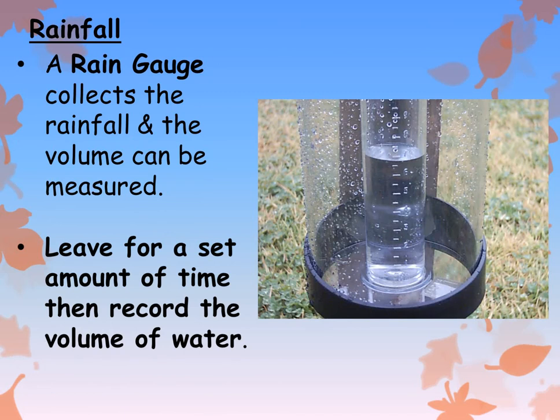Rainfall, you'd use a rain gauge. This just collects the rainfall and you can measure the volume. You leave it for a set amount of time. So if you wanted to find the rainfall in a day, you'd leave it for a day. If you want to find it over a month, you'd leave it for a month, etc.